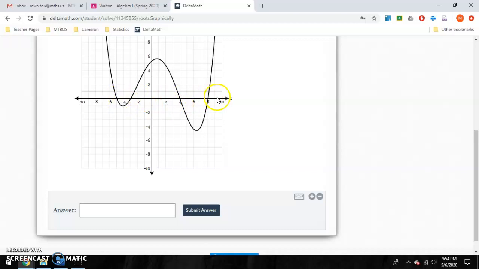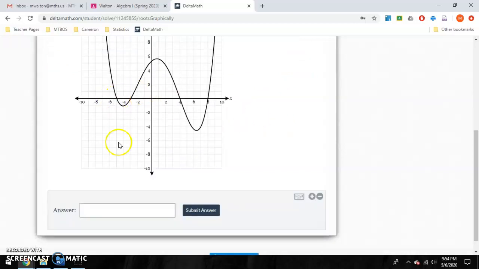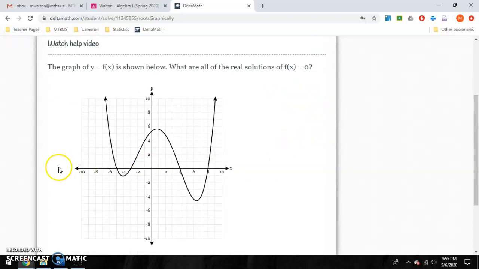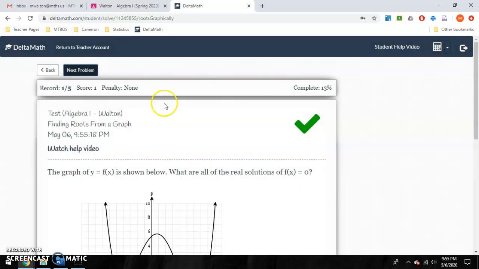So my first solution, where is this function equal to 0? Our first solution is -5. But I have other solutions as well. I also have -3. I also have a +4. And then we also have a +8. So we actually have 4 solutions to this. 1, 2, 3, 4 values at which this is equal to 0. Submit answer. We should be all good.